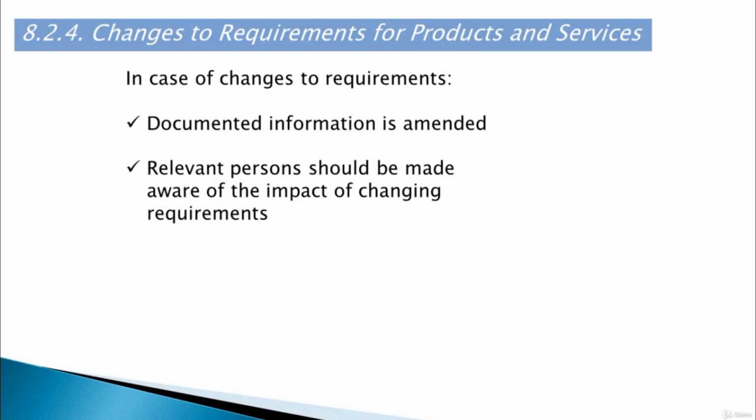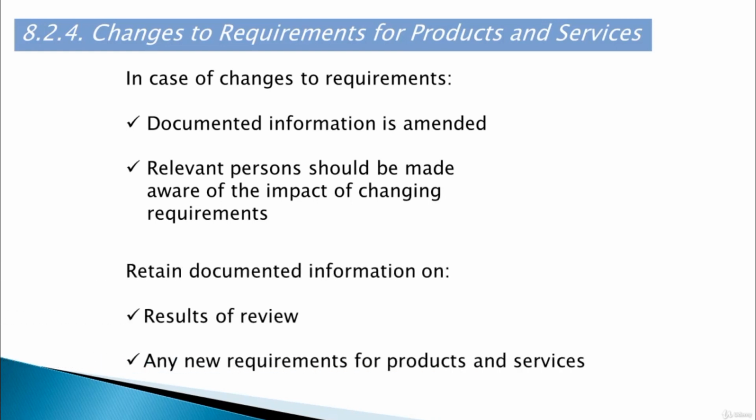So in the case of changes to the requirements, documented information is amended, and also relevant persons should be made aware of the impact of changing requirements. Persons could be, of course, the customers and maybe the operation or the production teams. Now, the organization is required to retain documented information on the results of the review that we talked about in the previous subclause. When we say results, it could be maybe emails, could be orders submitted and accepted by the customers. And the organization should retain documented information on any new requirements for products and services.